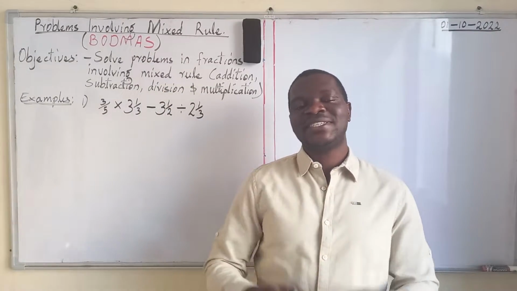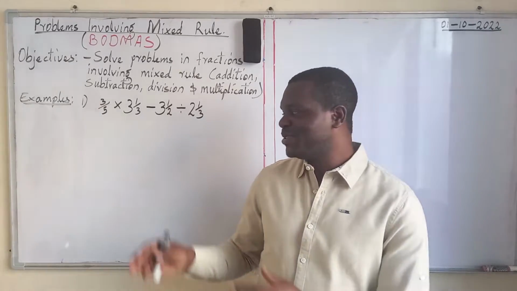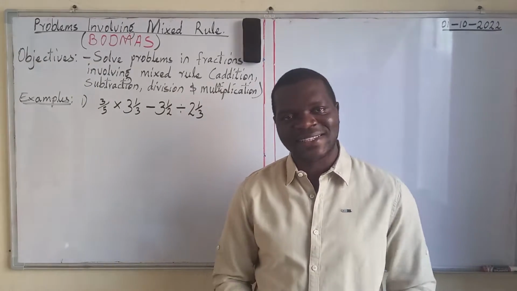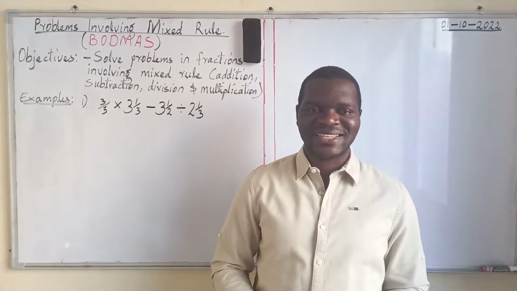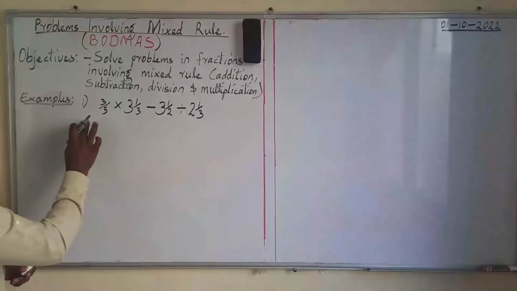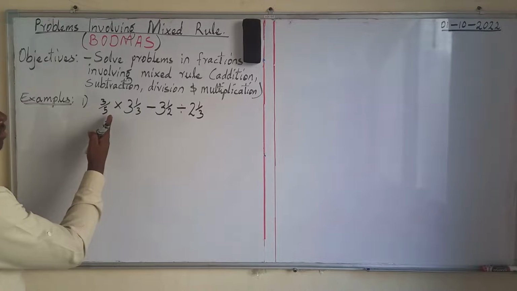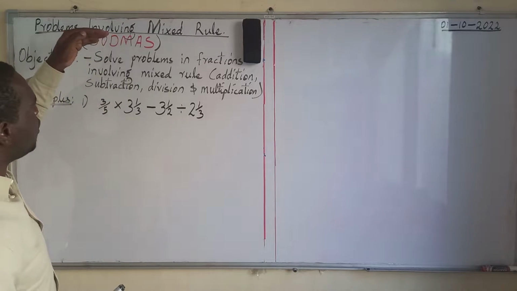I believe this is what many of us have been waiting for. Without any waste of time, we are going to go straight away into solving our first example, and of course following with others so that you can better understand practically how to do Bodmas. If you have a problem as such, we have multiplication, subtraction, and division. We follow the rule of Bodmas.